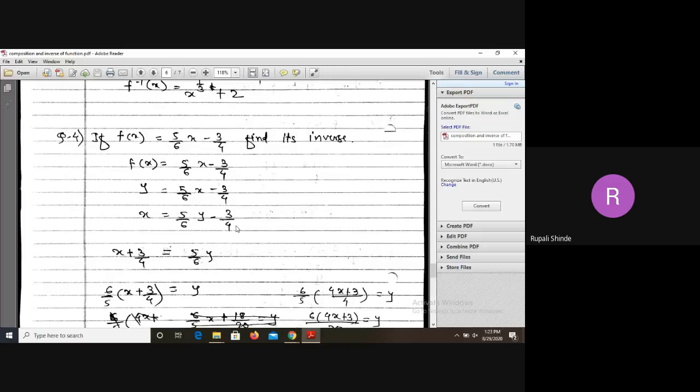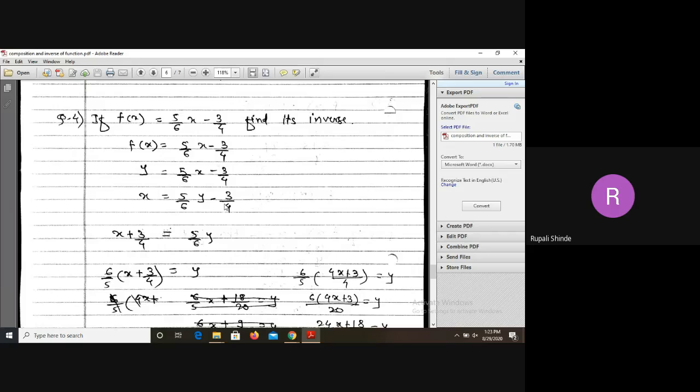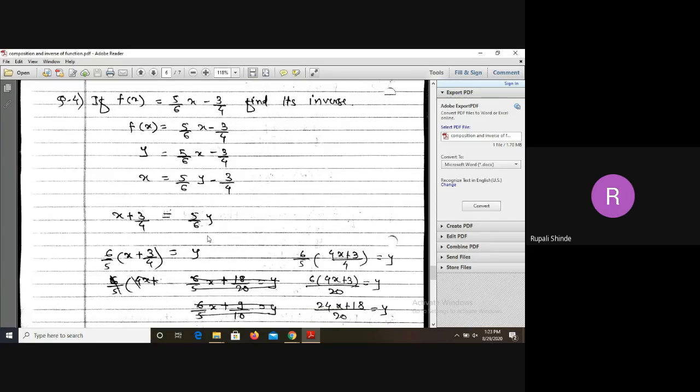Now what is the next step? We have to obtain the equation in terms of y only. That's why we can move this 3 by 4 here as x plus 3 by 4 is equals to 5 by 6 y. Again we want this equation in terms of y only. That's why we can move this factor here. So this 5 by 6 becomes 6 by 5. So 6 by 5 in bracket x plus 3 by 4.